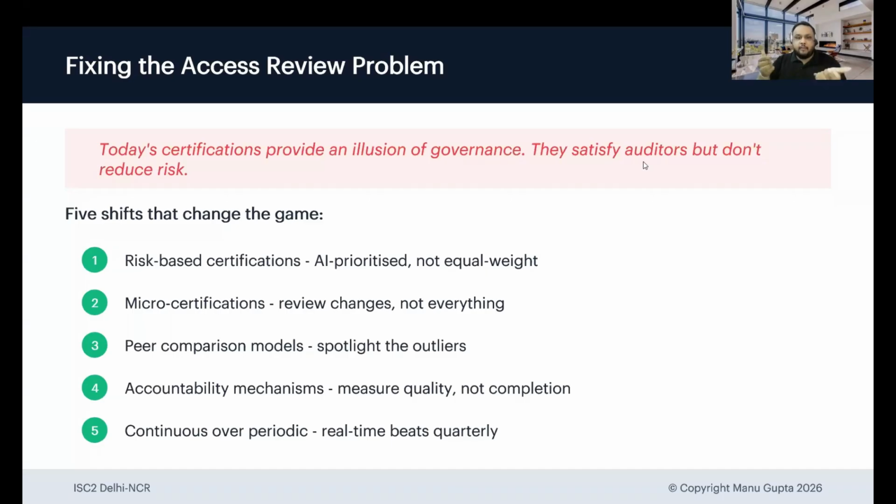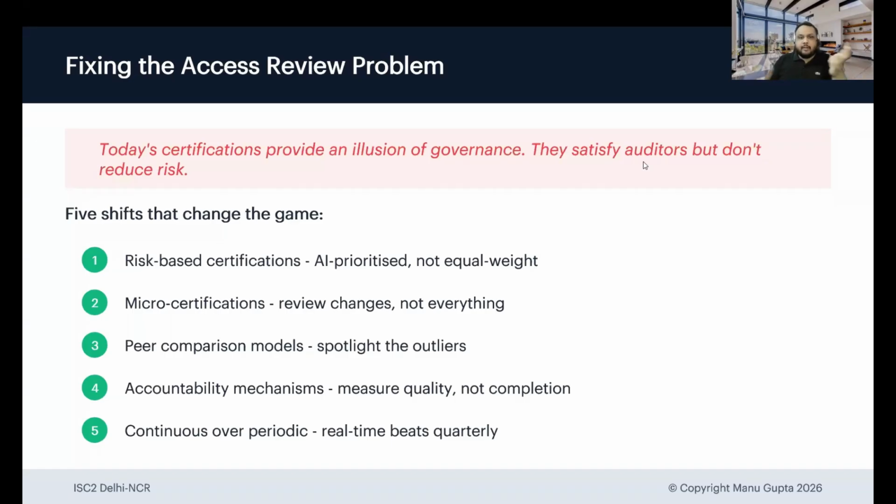Second is lack of context. The manager sees an entitlement, something like data pipeline execution role, right? Or prod data execution role, AWS, right? Do they know what they mean?